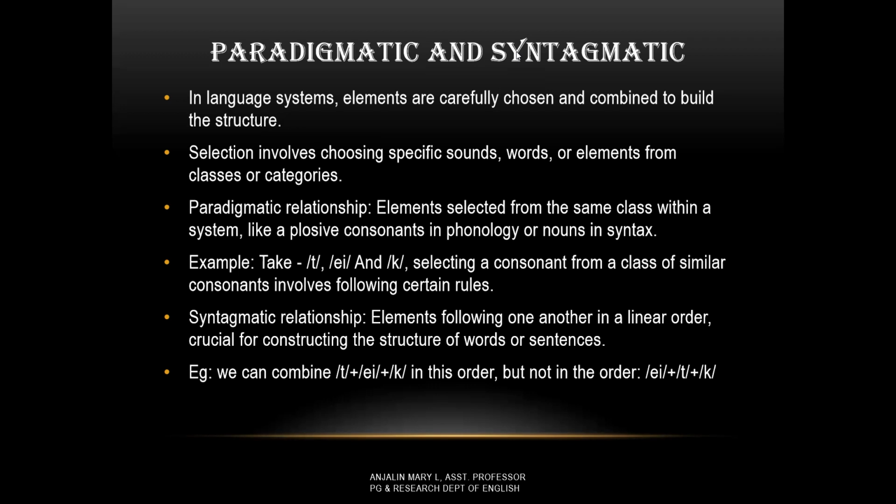Whereas in the process of combination, we combine the chosen elements in a particular order or sequence. Here too, we have lots of rules. We can take the same example where we combine t, a, k in this order, but not in the order a, k, t. You cannot do this. It is obvious that there is a particular order or sequence which must be followed.